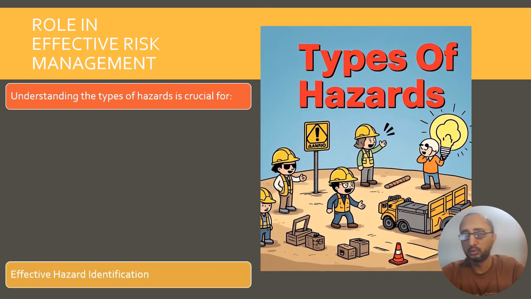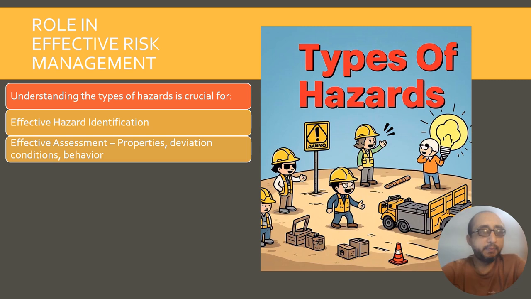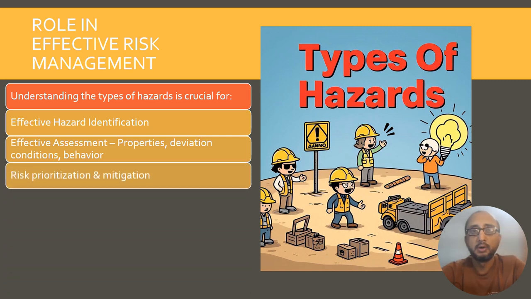Now let's look into the role in effective risk management. Understanding the types of hazards is crucial for effective risk management. They help in effective hazard identification. If we have a good understanding of the hazards and their characteristics and types, obviously we can identify all the potential hazards, especially those which are condition induced or activity induced.